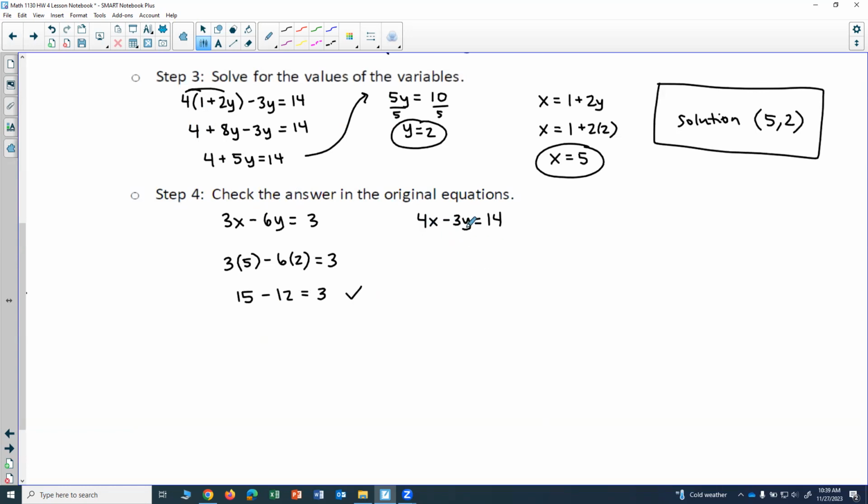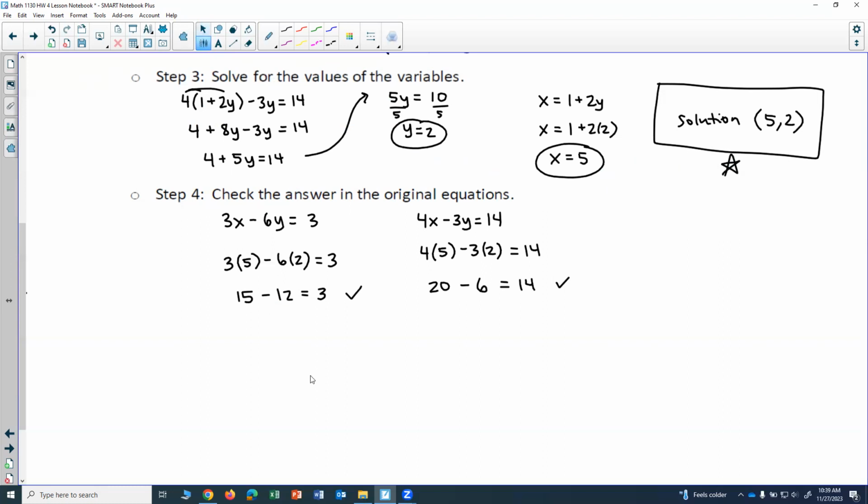Now I have 4x minus 3y equals 14. So I'll do 4 times 5 minus 3 times 2 equals 14. 4 times 5 is 20. 3 times 2 is 6. So 20 minus 6 equals 14. That one's true also. So I know that this is the correct solution. 5, 2, or x equals 5, y equals 2.